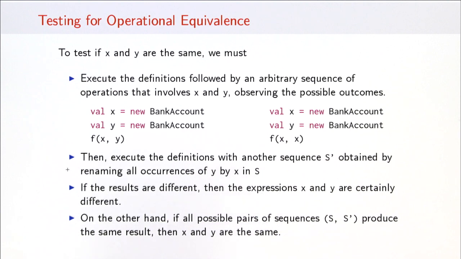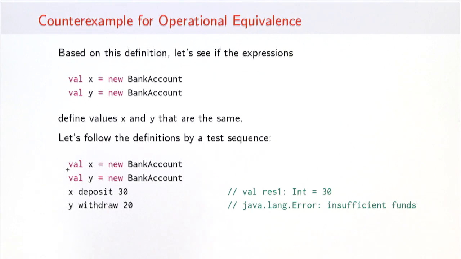Let's put it to a test in our bank accounts example. So we start with the expressions, let x be a bank account and y be a bank account. And let's see whether they define values that are the same. Here's our test sequence. We deposit 30 units into x and withdraw 20 units from y. What do we get? Well, according to our definition of bank accounts, we get 30 currency units in the first line. Actually, there wouldn't be anything printed. It's just 30 currency units.